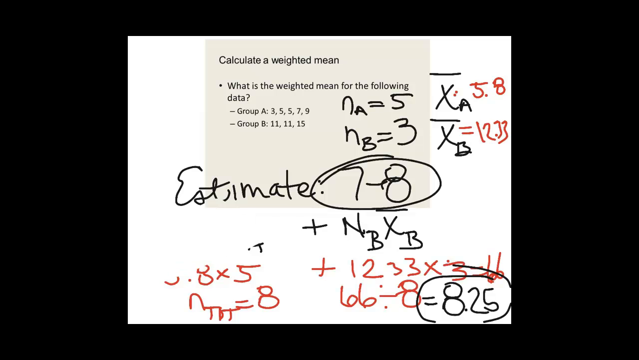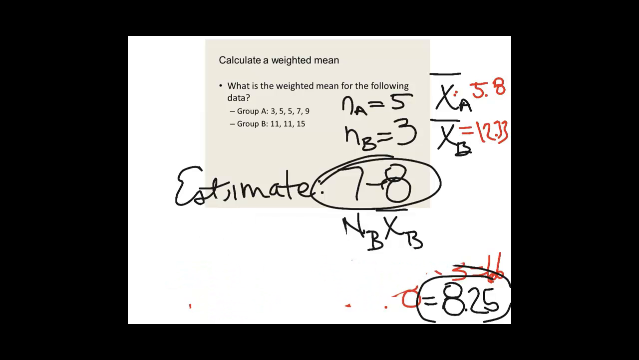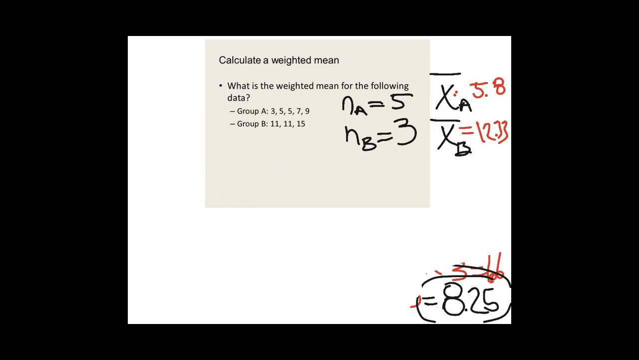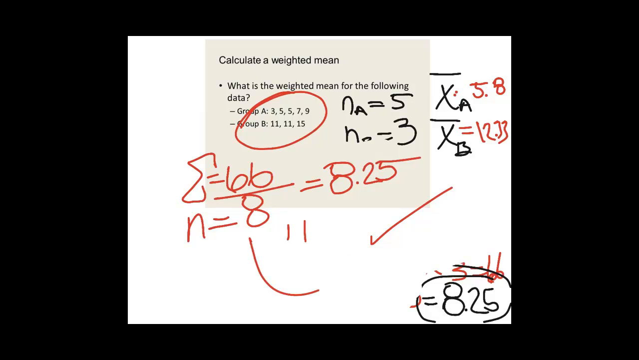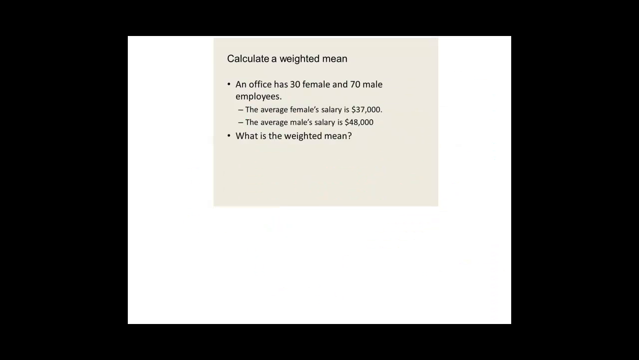Because I know the individual scores in this case, I can actually just calculate the mean the old-fashioned way, too. If you pool all the values together, 3 plus 5 plus 5 plus 7 plus 9 plus 11 plus 11 plus 15, you'll get 66. No big surprise there. N is 8, and of course, same math. 66 divided by 8 is 8 1/4. Therefore, I definitely did my weighted average calculation correctly.